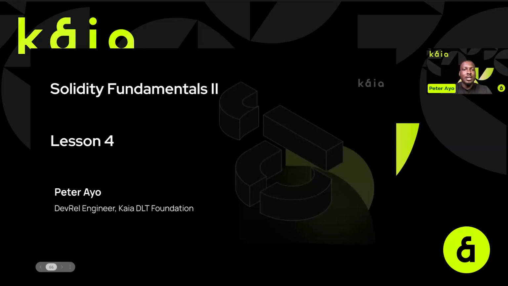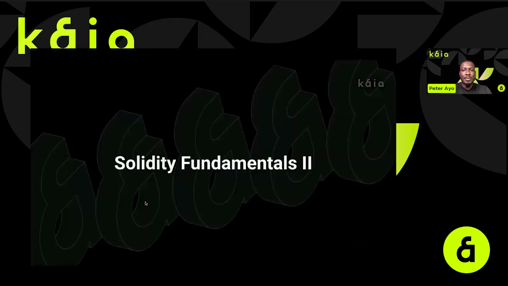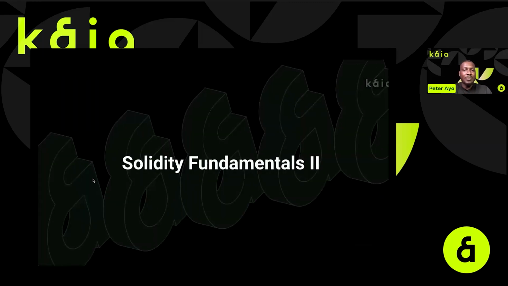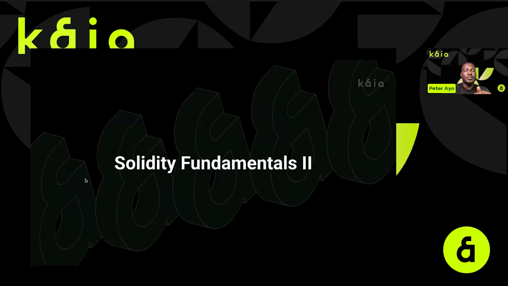In today's session, we'll be looking at Solidity fundamentals 2. Yesterday we touched on quite a number of reference types, from arrays to mappings to structs, but we didn't touch on strings. So today we'll be looking at how strings are declared and how they are used in your contracts, especially in Solidity. Just like we know, strings are used to store textual data, and the way they are declared is that you use the string keyword.